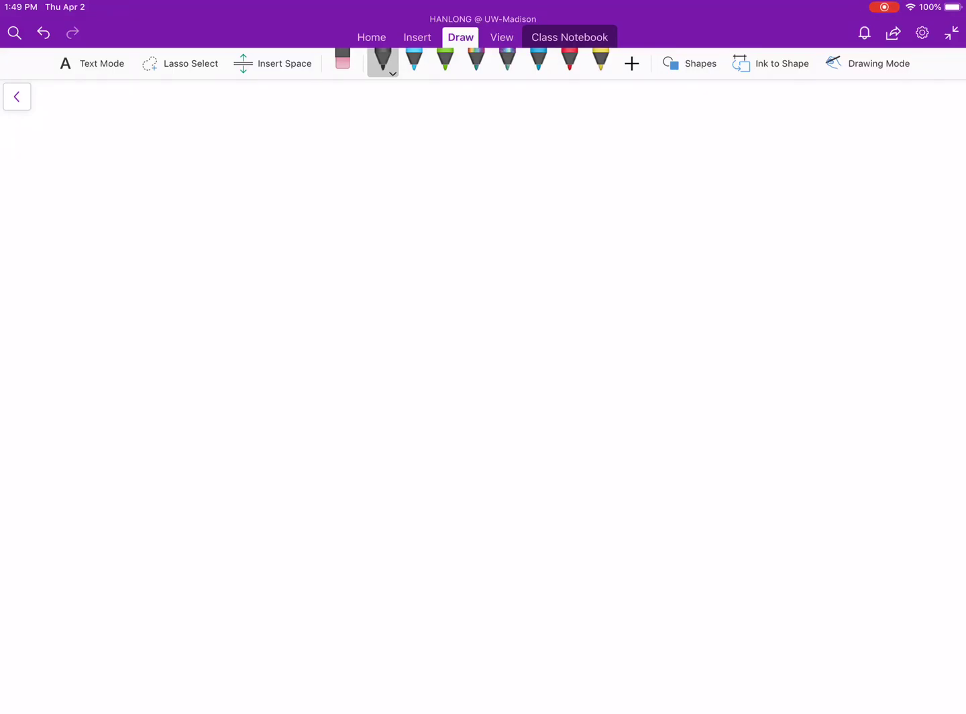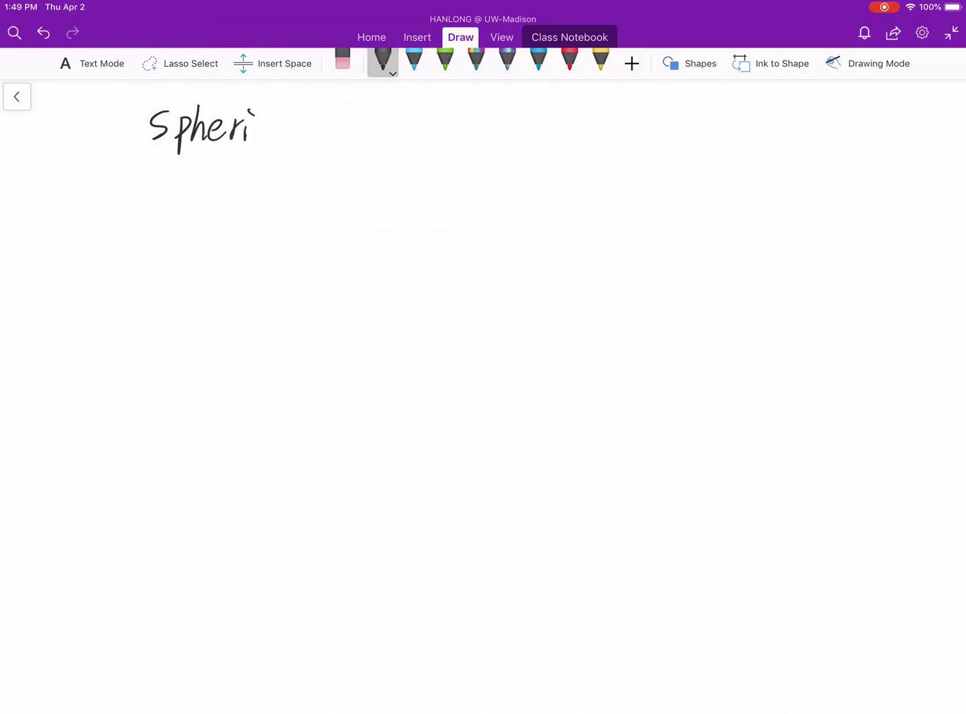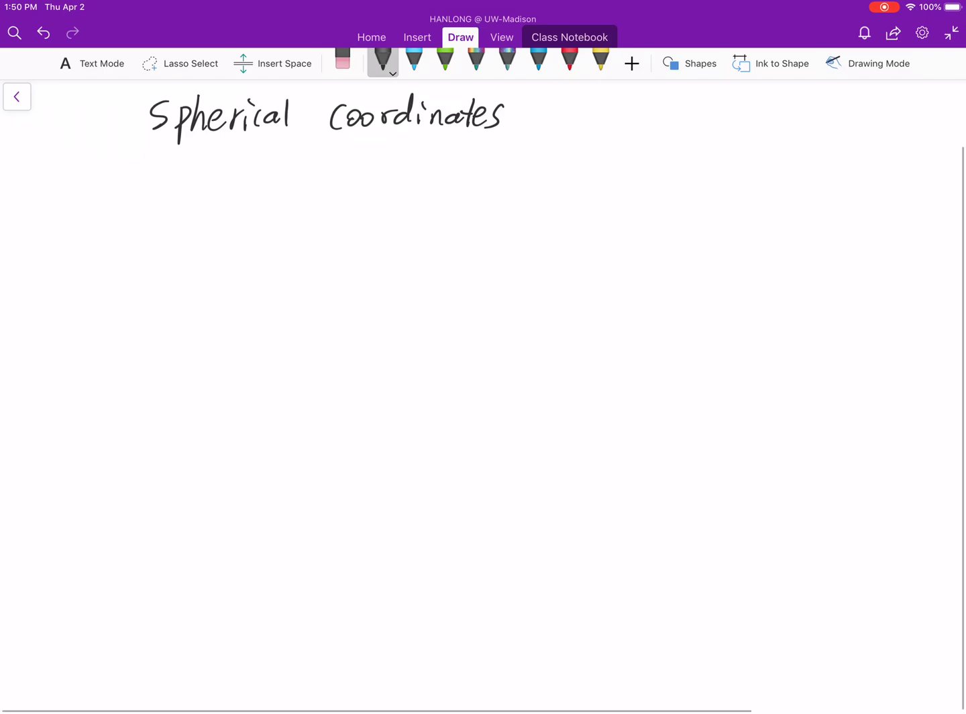Okay, let's start with lecture 8. Today we are going to talk about spherical coordinates. These are similar to the polar coordinates and the cylindrical coordinates, which are used to evaluate certain double integrals or triple integrals with certain symmetries.